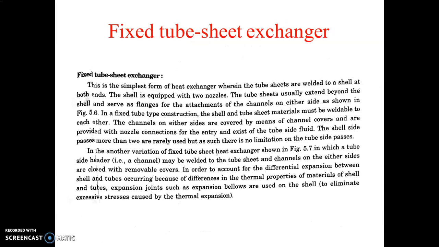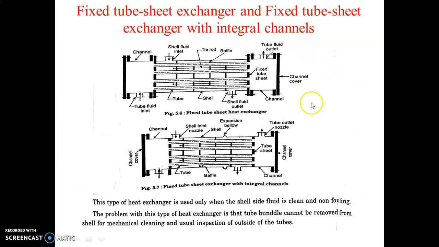So here I will first start with the fixed tube sheet heat exchanger. So I will show the figure. There are two variations. Figure 5.6 is one of the types, and another one is also a fixed tube heat exchanger with integral channel. So if we look at this figure, I will explain the different parts again. This part is called the shell, meaning outside the tube, that part is called shell.